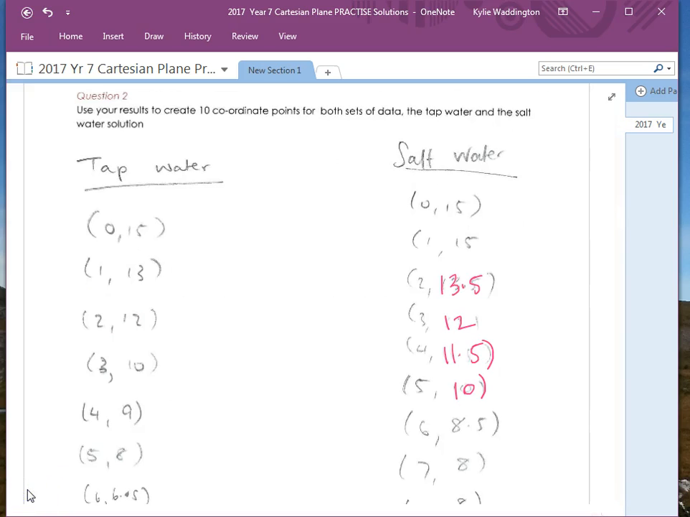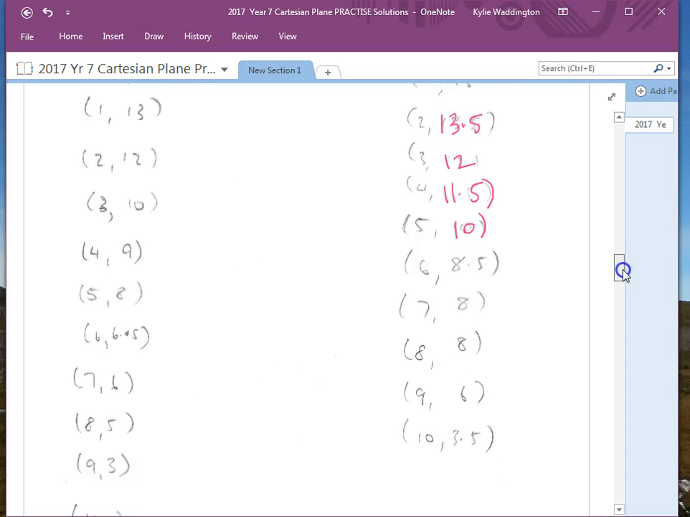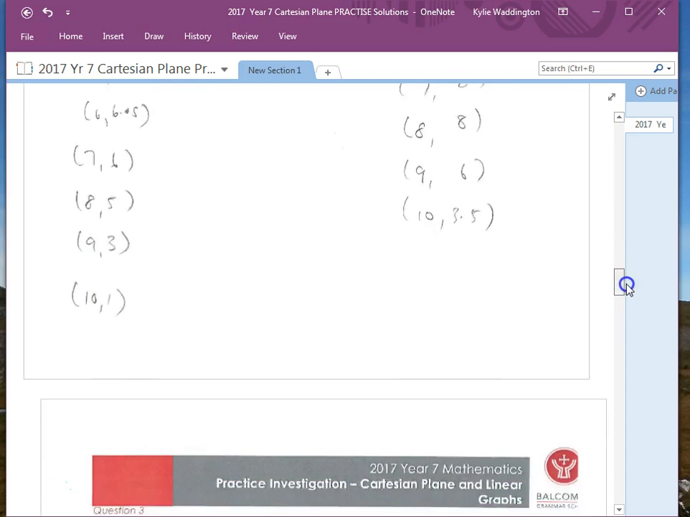Now to write our coordinates, all we had to do was to take the top value, time. So we've essentially got time here and temp. So we're representing our values as coordinates, and this makes it easier to plot them on the next page where we have to graph it. So if you look, we've got all of them listed here. You should have 10 because it was measured for 10 minutes.